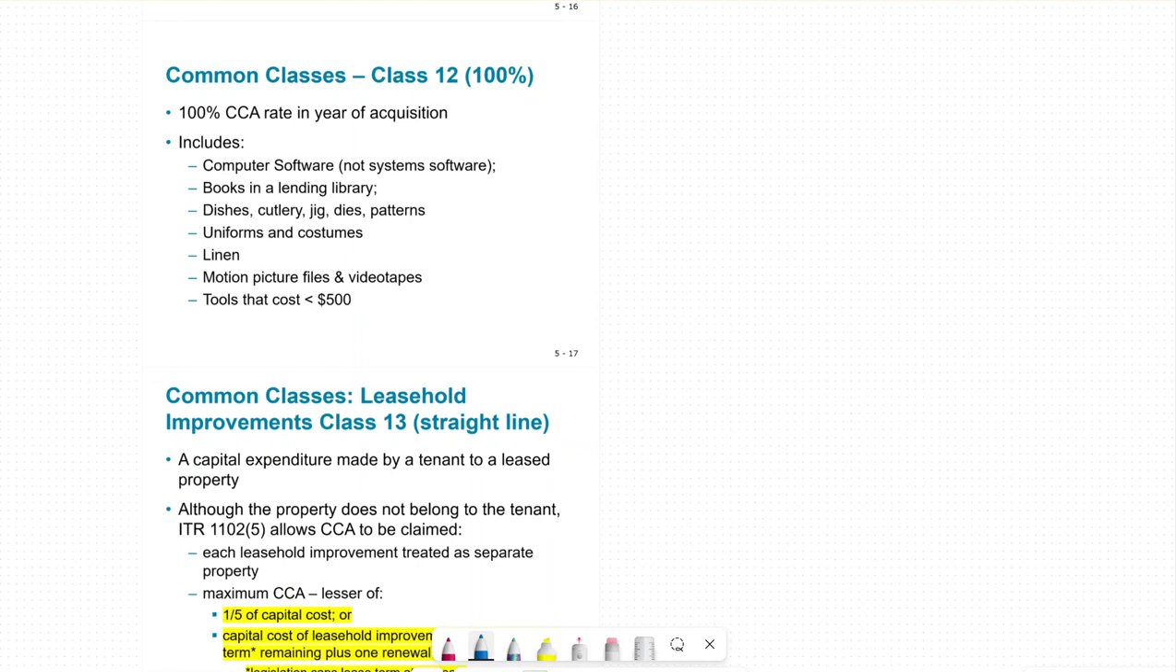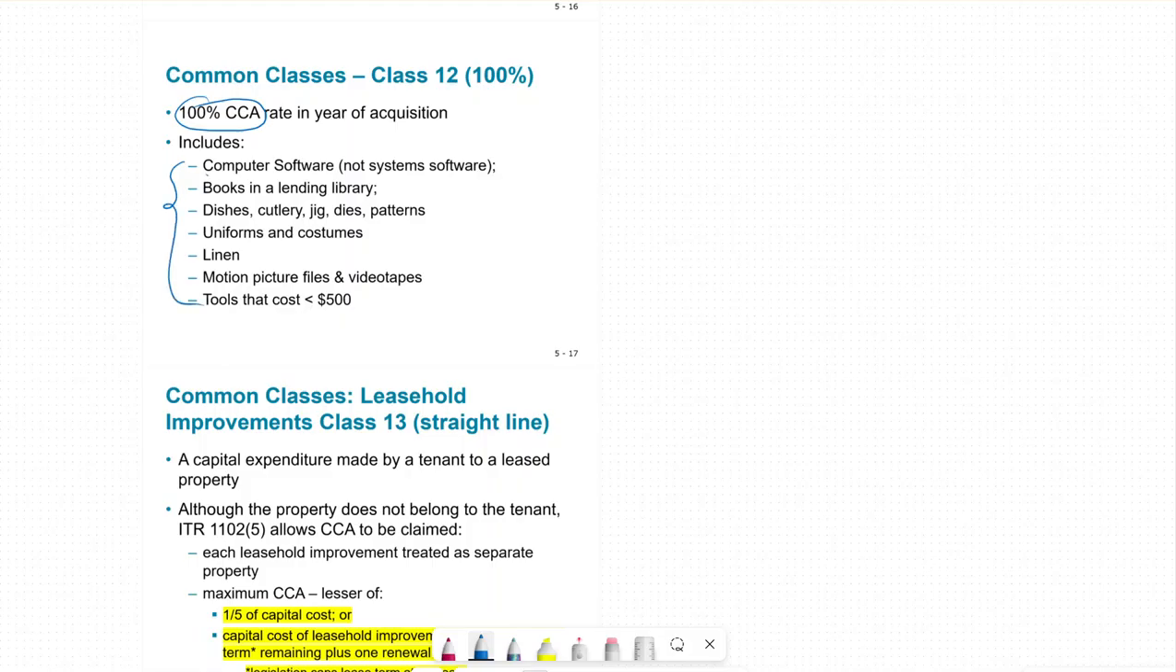Now we have class number 12, and we are allowed a 100% CCA rate, which means whatever you purchase, you're allowed to write off the full capital cost of that asset. What does that come under? These are the examples that come under this class.